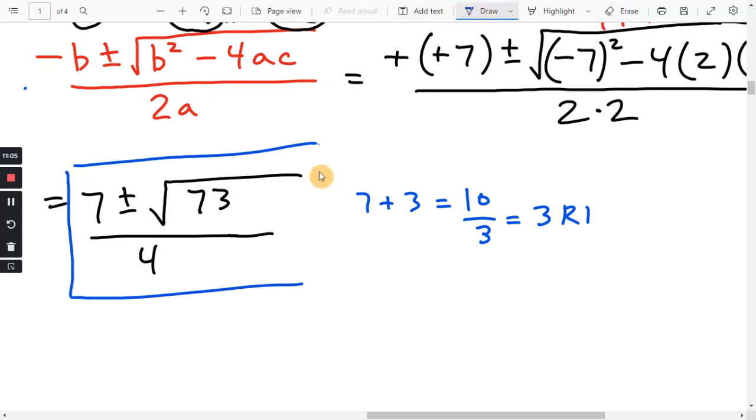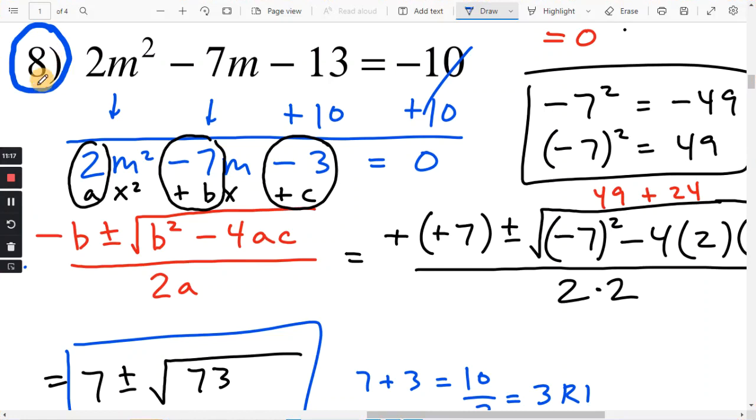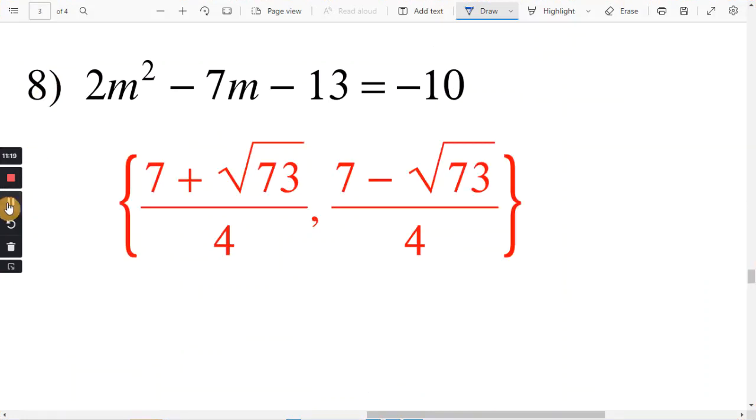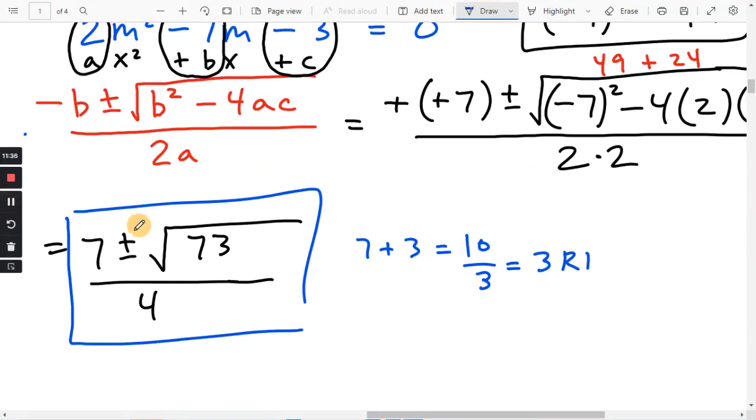Okay, it's really 2 answers. 7 plus radical 73 over 4 and 7 minus radical 73 over 4. So this was number 8. I'm going to check the answer. Okay, see 2 separate answers. 7 plus radical 73 over 4 and 7 minus radical 73 over 4. Okay, you can just put plus minus if you want to. You don't have to write it twice. All right, so I wrote plus minus instead of two different answers.